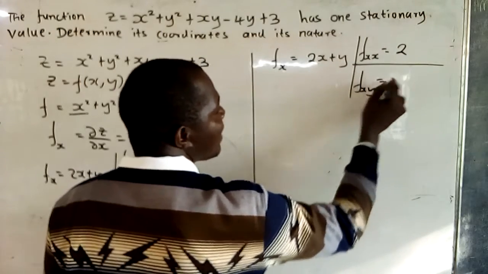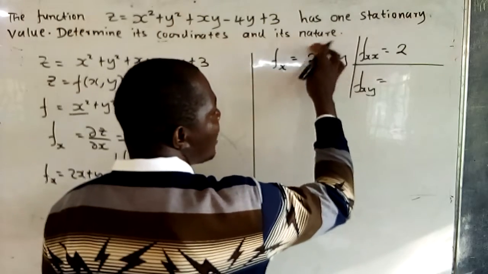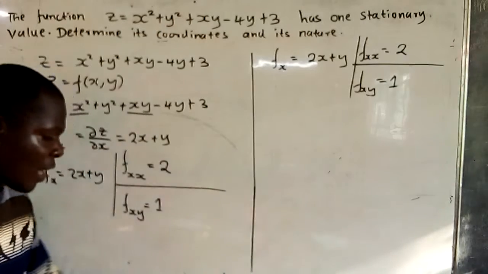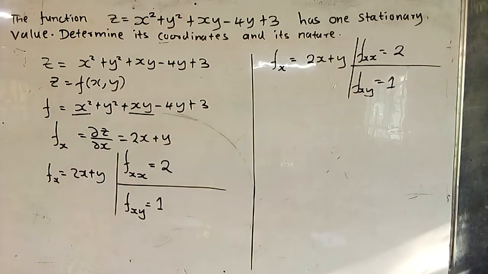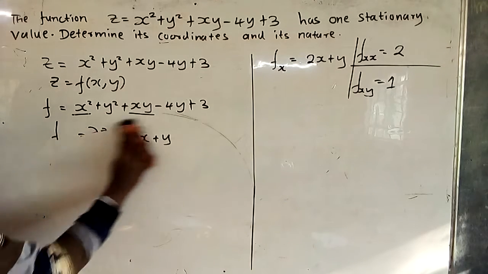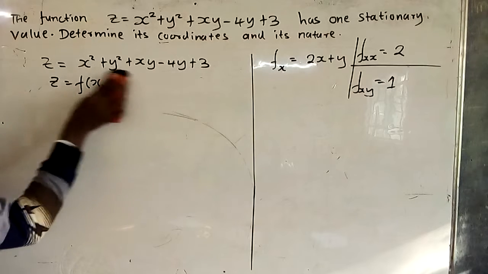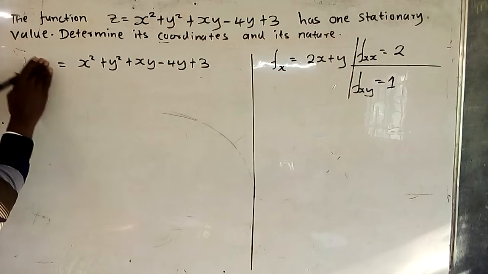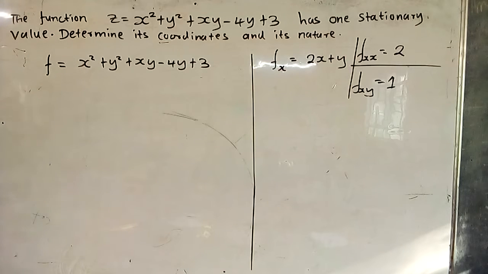If we do it partially again for the second time with respect to y, the whole of this now becomes a constant. We differentiate y, we found 1. Are we together there? So we were done with doing it partially with respect to x. So we go to partially with respect to y. Are we together? We now want to do it partially with respect to y. This z we said is a function of x and y.